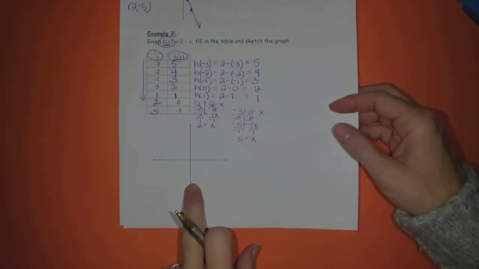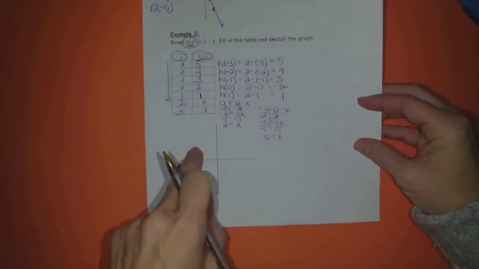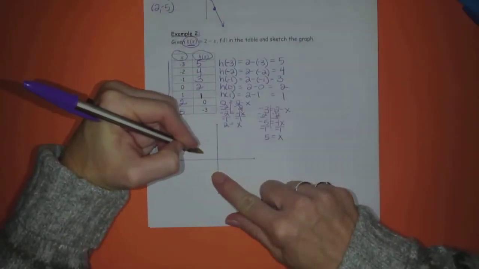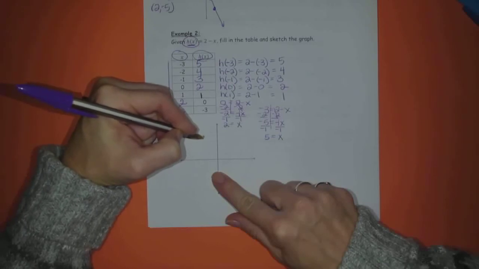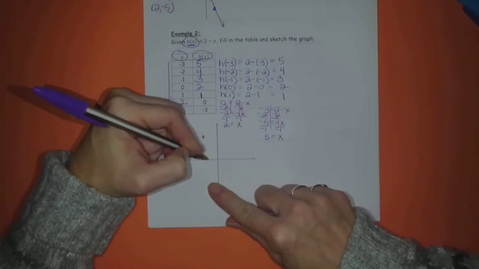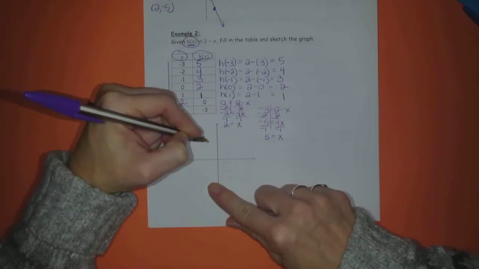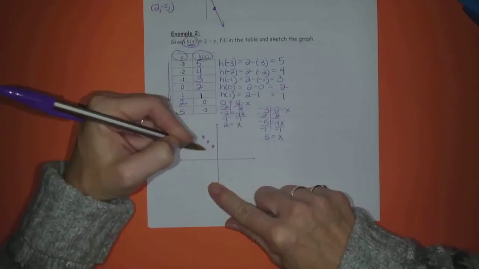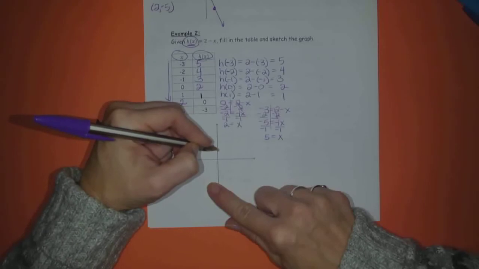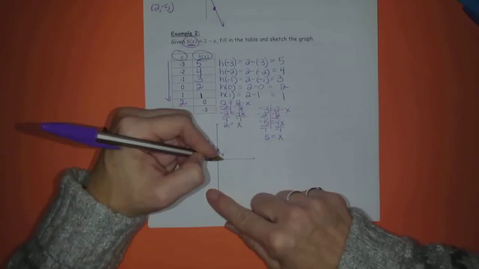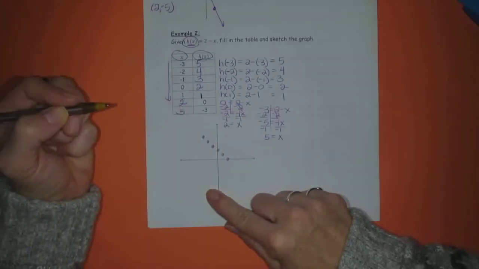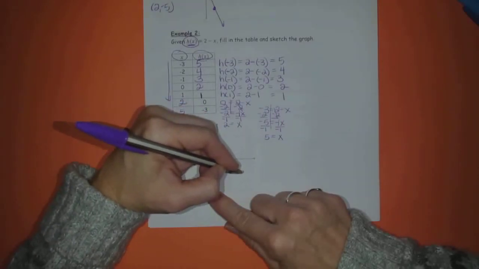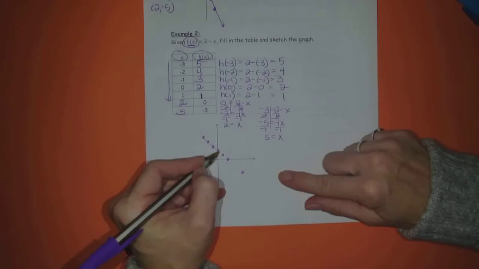Okay, and it looks like they want me to plot the points here, so I'm going to plot them right off my table. So negative 3, 5; negative 2, 4; negative 1, 3; 0, 2; 1, 1; 2, 0; and 5, negative 3. So you can see they line up.